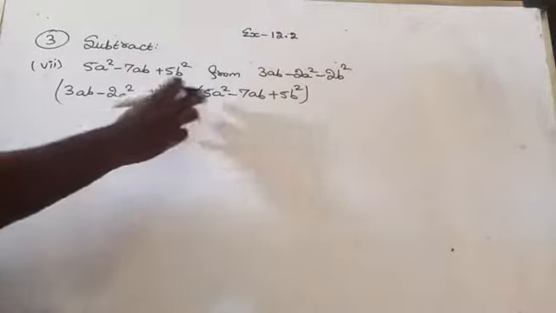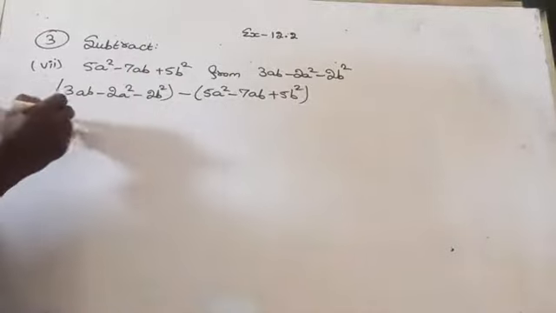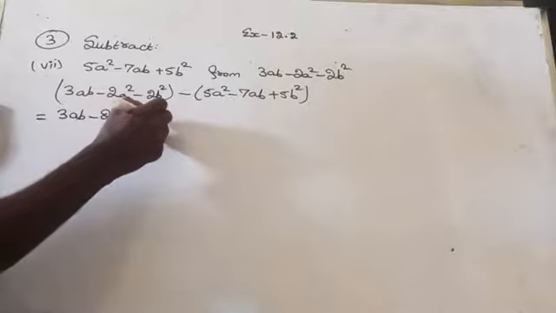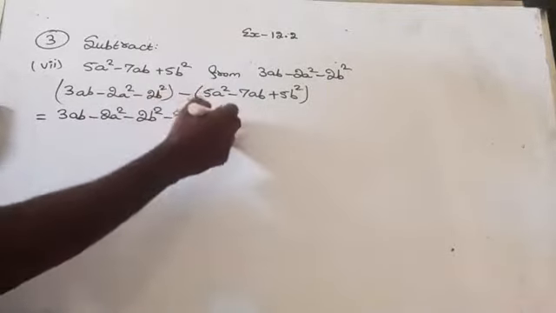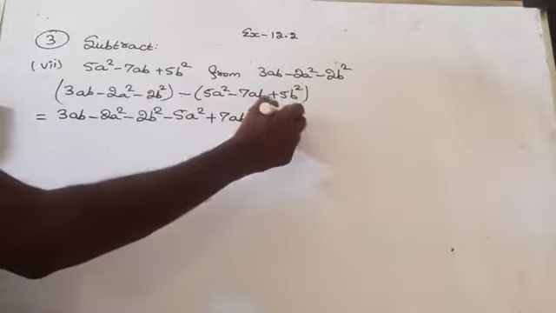First you remove the bracket. That is, how will you do that? Multiply the minus sign inside. That is 3ab minus 2a square minus 2b square, minus into plus minus 5a square, minus into minus is plus 7ab, minus into plus is minus 5b square.